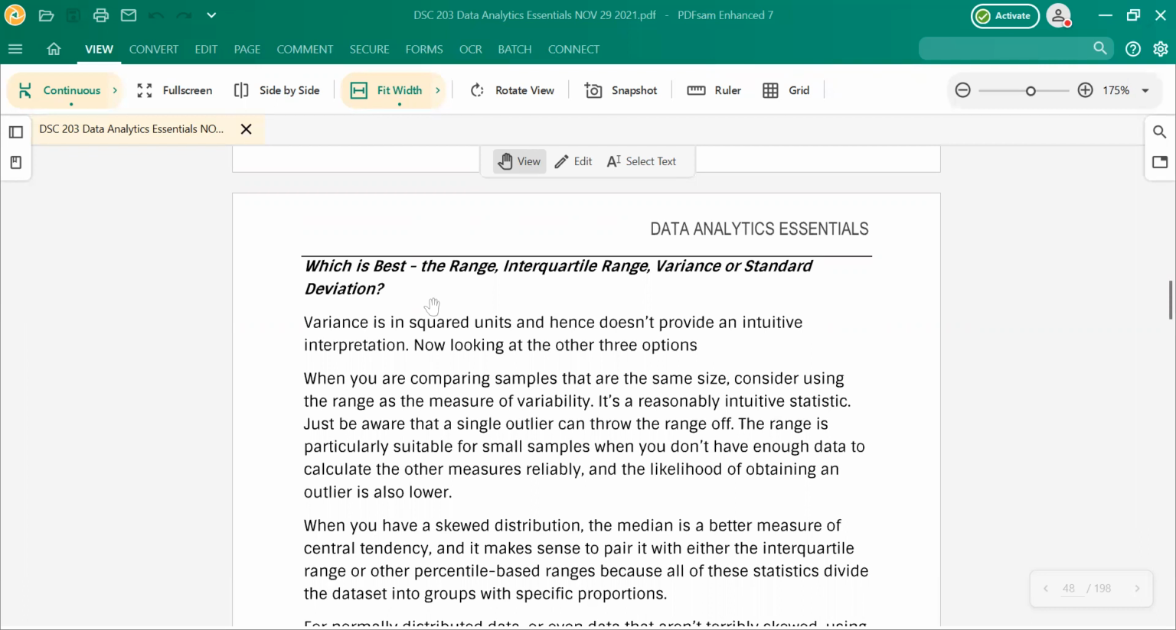IQR is better than range. So range you drop, IQR is better. Between variance and standard deviation, standard deviation is better. So you drop variance also. Now between IQR and standard deviation, which is better? Standard deviation is better because in IQR you're only looking at the first and last, correct? But in standard deviation, every data point is used in the calculation. So that's why standard deviation turns out to be better, but IQR also has its own use. So we tend to use IQR and standard deviation.